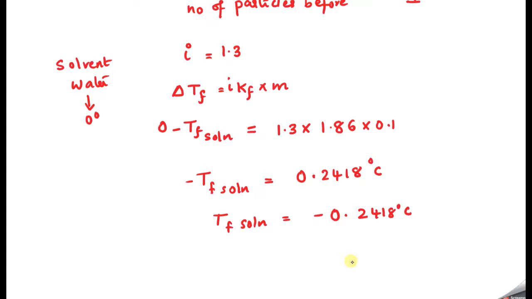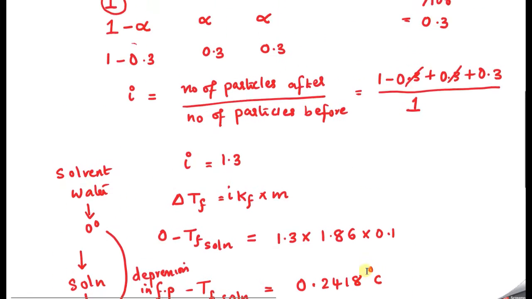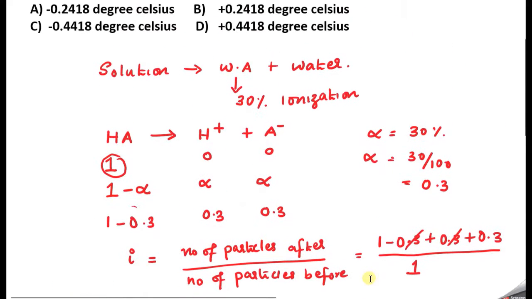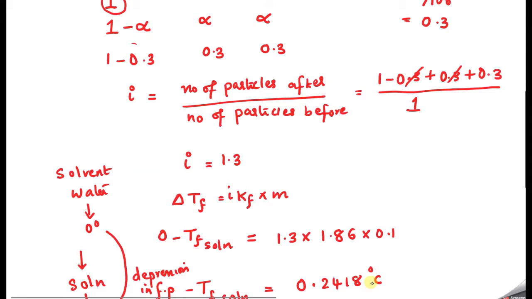0.2418 degrees Celsius. Now you can see here, when water was there, the freezing point was 0 degrees, and when the solution is there, the freezing point is decreasing to minus 0.2418 degrees Celsius. So it has undergone a depression in freezing point. Always consider, if there is association or dissociation, please consider Van't Hoff's factor and introduce it into all colligative properties. Very important to remember these equations, and don't forget to introduce i.